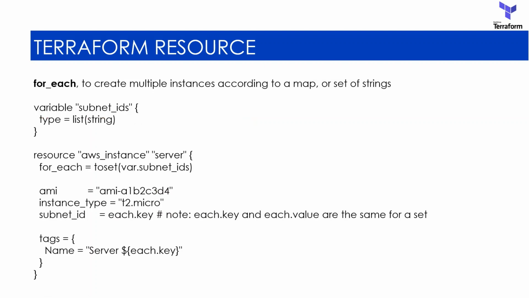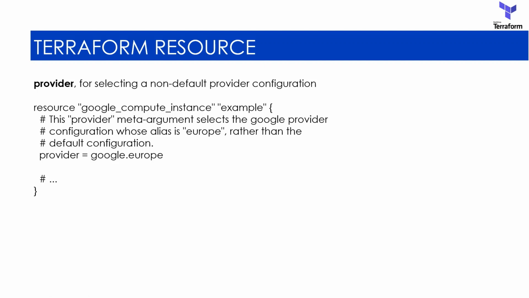After that we have for_each, to create multiple instances according to a map or a set of strings. Define a variable subnet_id of type list, and in the resource aws_instance set for_each to a set. It will convert the list to a set, and it will be considered here as subnet id, and then we provide each.key. Each is nothing but a reference to for_each, and key, or we can use value as well. After that, we have provider, for selecting a non-default provider configuration.